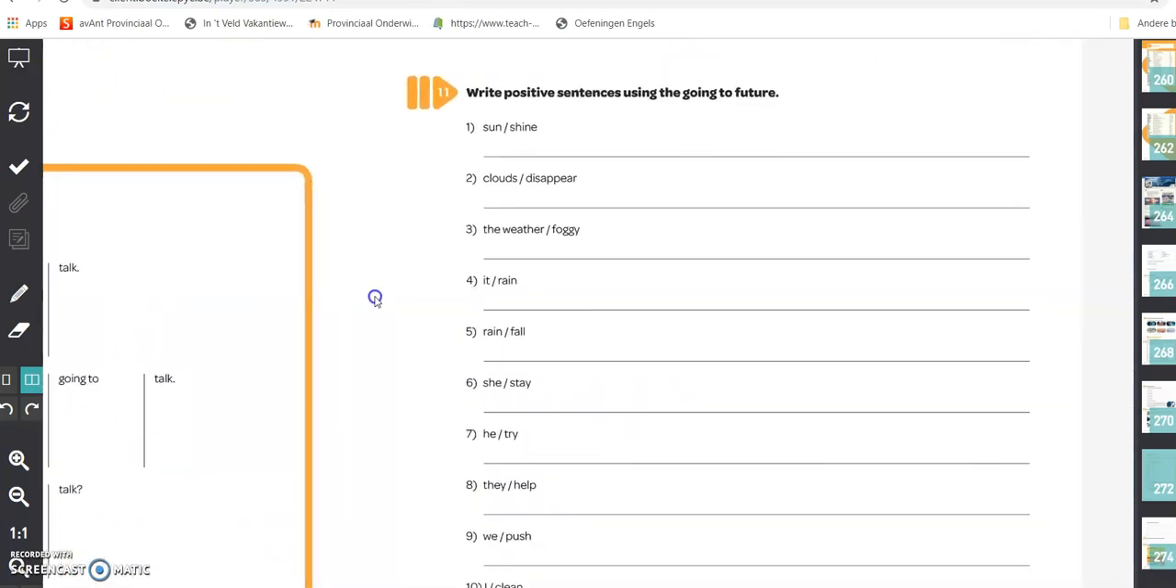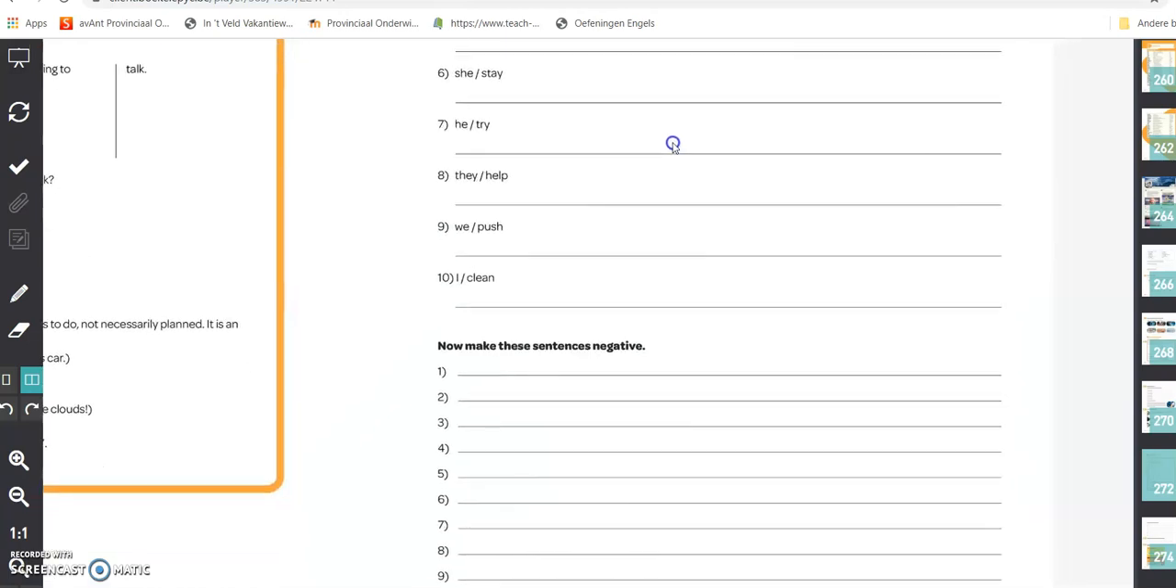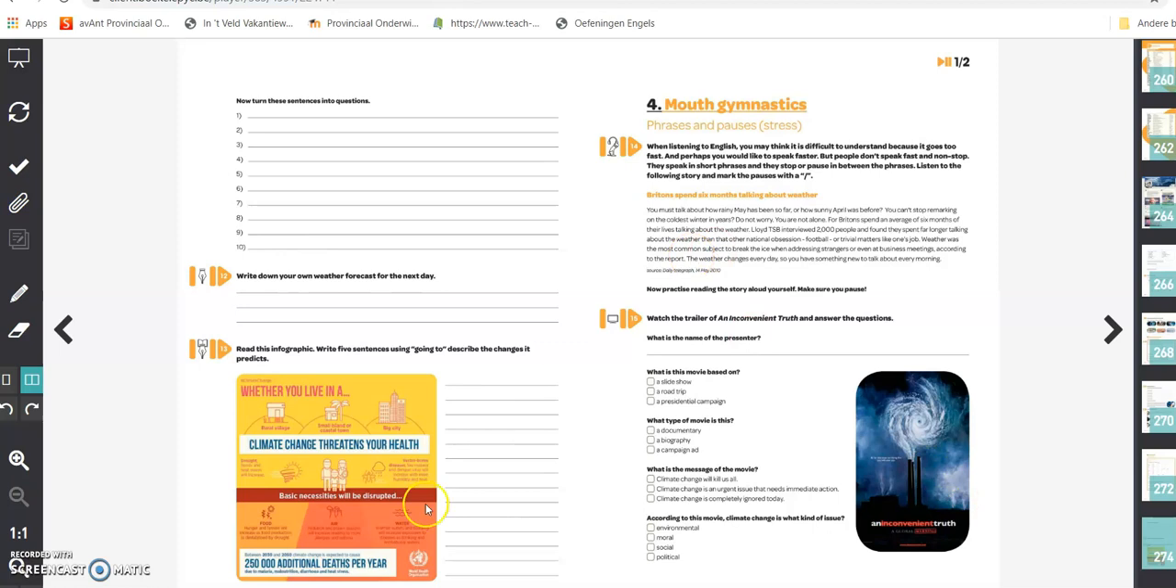Exercise 11. Write positive sentences using the going to future. So you start with sun. For example, the sun is going to shine. And that's how you have to do the rest of the sentences. If you have finished, you have to make these sentences negative. And on the next page, you have to form questions. Okay.